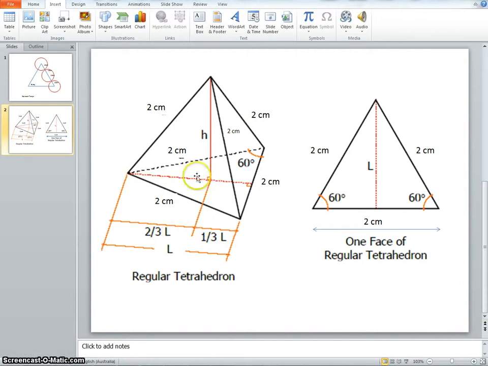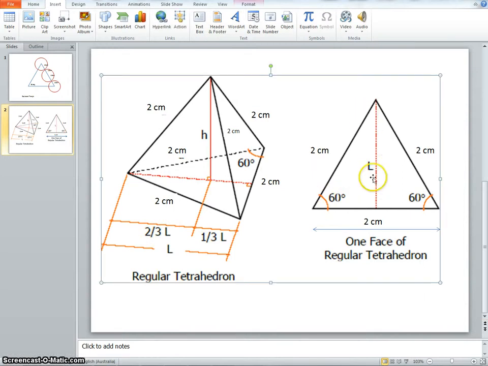From here to here is 2/3 of L. So you'll need to take the L that you found before on this side, and you'll need to figure out what 2/3 of L is, because you want the distance from here to this right angle right here, and that's 2/3 of L.